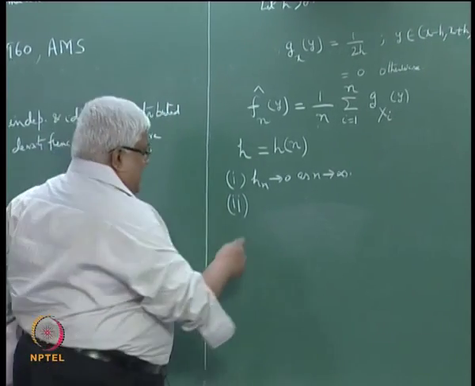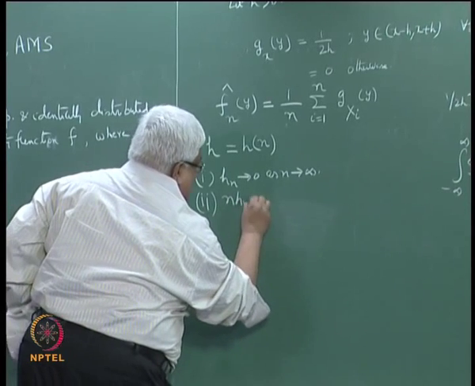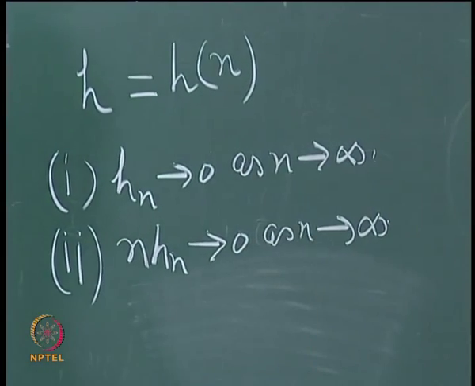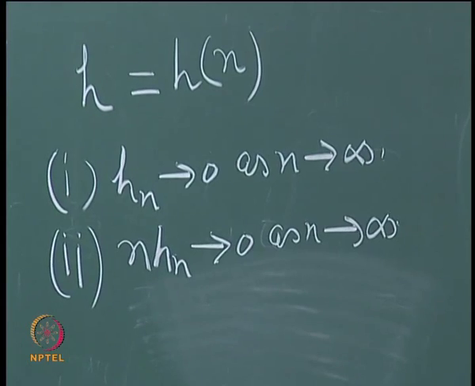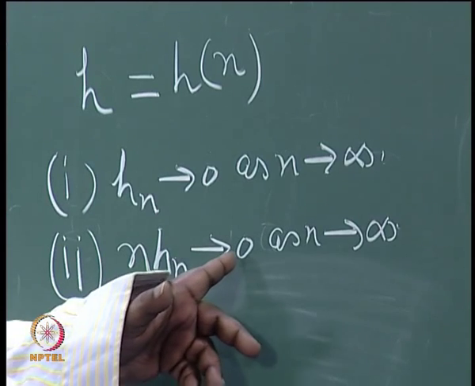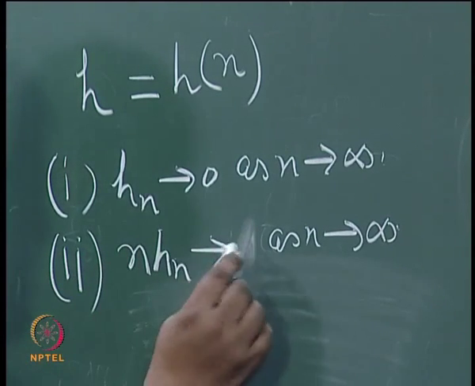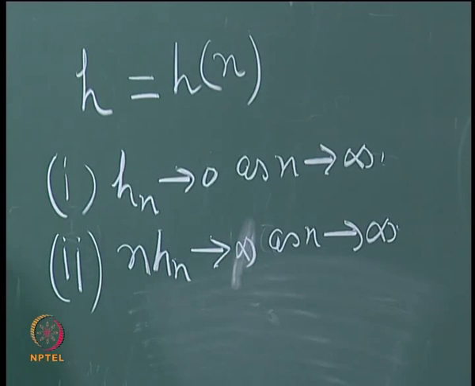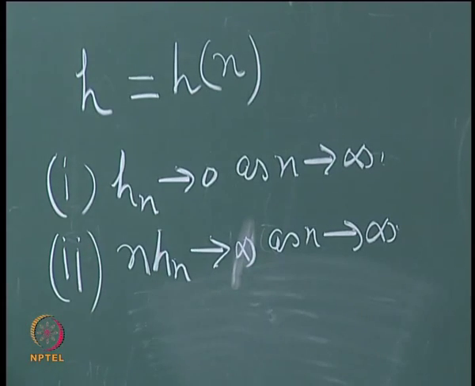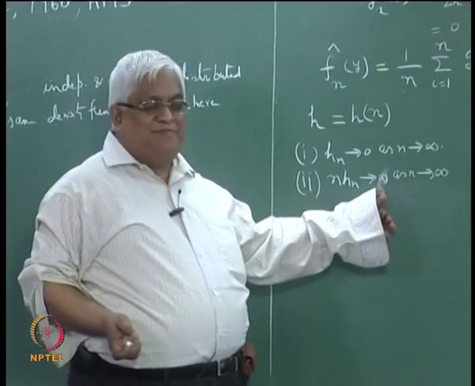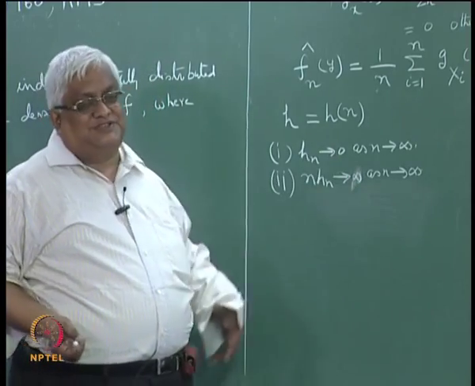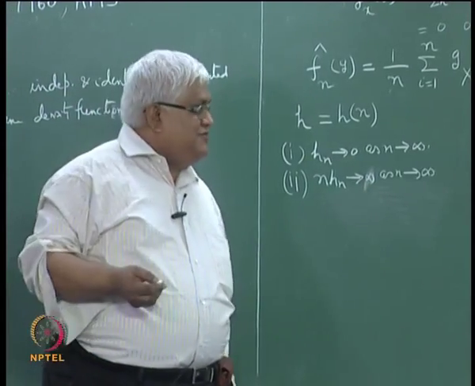So, the second condition is that it should go to 0, but it goes to 0 slowly; that is, n times Hn goes to infinity as n goes to infinity. What is the meaning of this? There are many sequences which satisfy these two conditions. I will tell you a few such sequences.